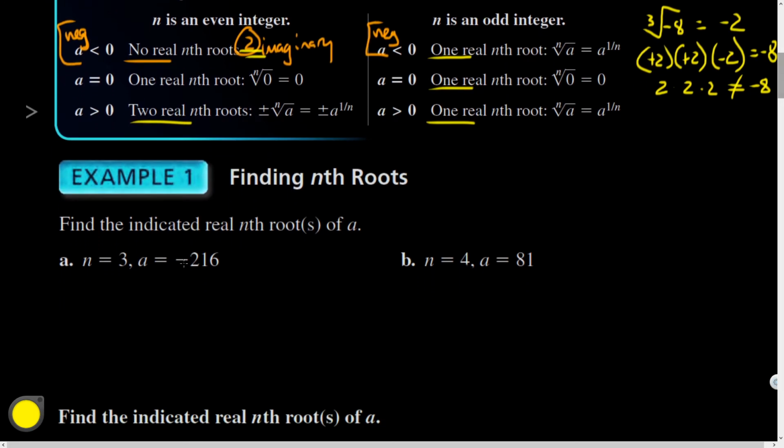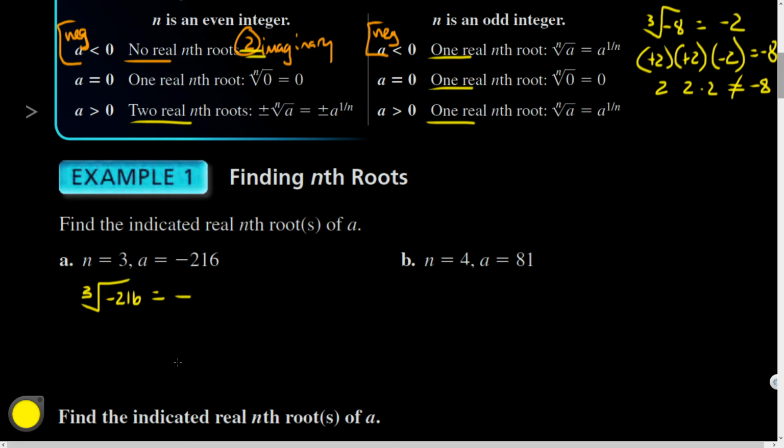Find the nth root of a. So let's see. The cubed root of negative 216. Now, let me just look at my properties first. So the index is odd and the inside is negative. So I'm talking about this scenario. I'm expecting 1 real answer. And in fact, I'm expecting the answer to be negative.